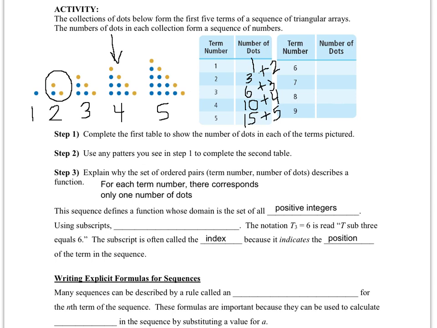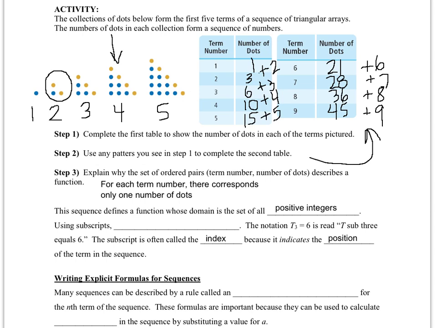So for the next term we need to add 6. So 15 plus 6 would be 21. We added 6 from the previous term. 21 plus, we're going to add 7 this time, because there's going to be 7 more dots. We're going to add 8 to the next term, so 28 plus 8 is 36, because there's going to be 8 more dots if you kept drawing them out. And finally, the last one, we're going to add 9, so we have 45 dots in that 9th term. And that's how we would do completing that second table.